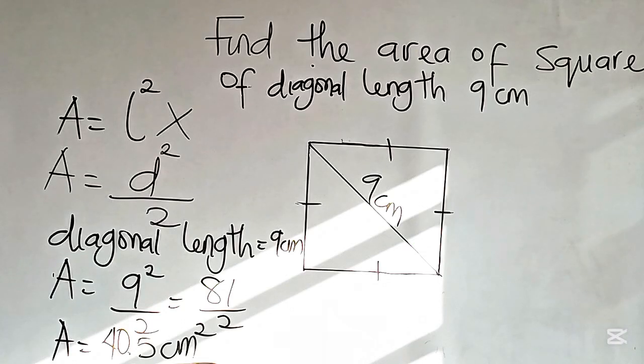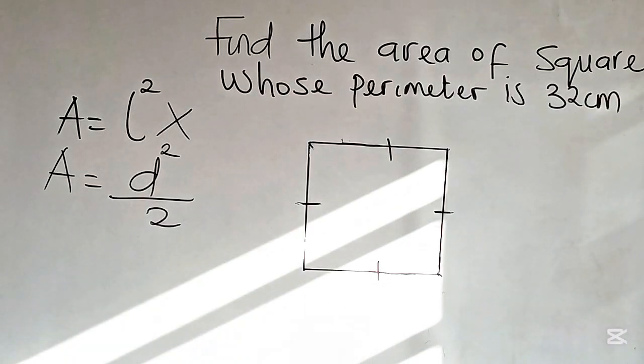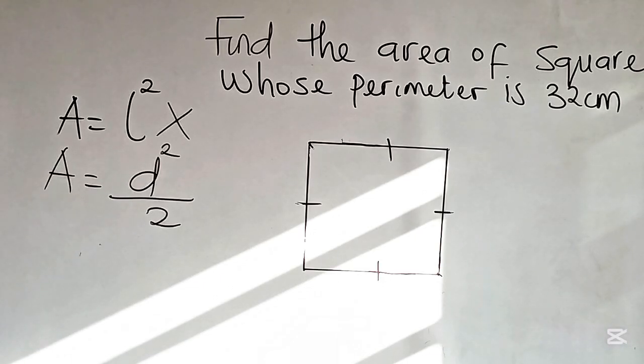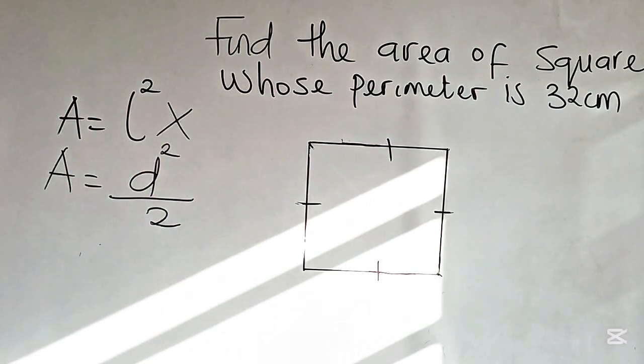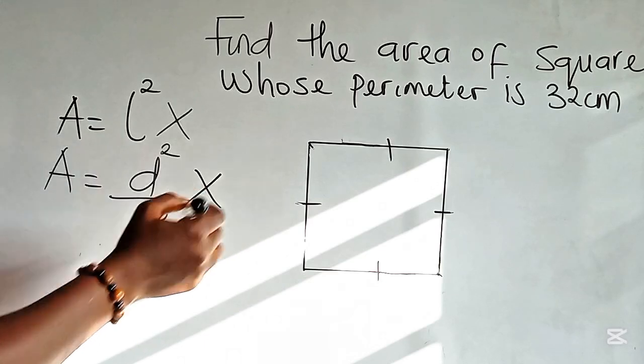Let's take a look at our third method. We're to find the area of a square whose perimeter is 32 centimeters. Notice that the length or the sides are not given. We do not have the diagonal as in the previous example, but the only information we have here is the perimeter, which is 32 centimeters. So any of these formulas cannot go.